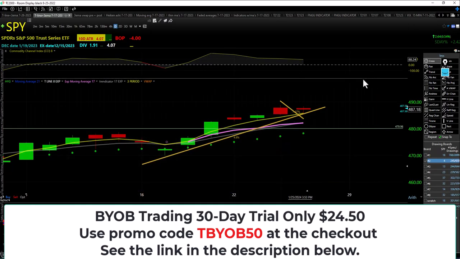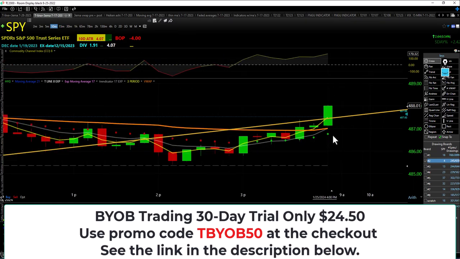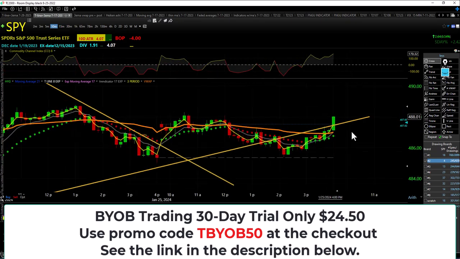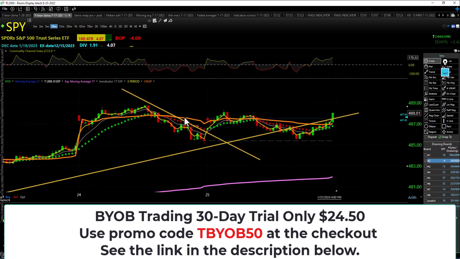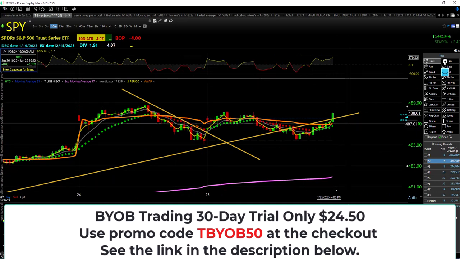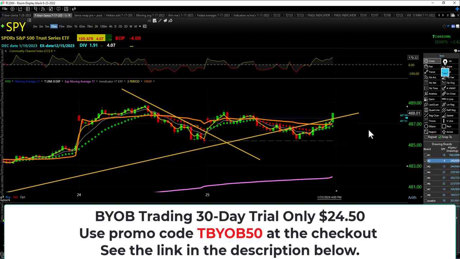Speaking of SPY, let's go back and look at where my 10-minute pivot would be for today. It's going to be at 487. 487 is going to be the pivot for today. So above 487, I'm a bull. Below 487, I'm a bear. So that's my SPY pivot for today. All right, and that's it.